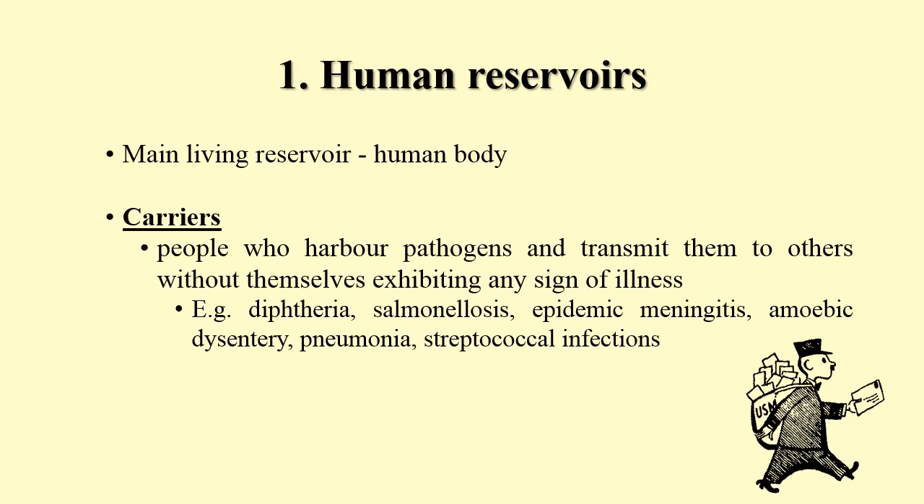Okay, human reservoirs. Human reservoirs literally refer to humans. The main living reservoir is the human body. The people who harbor pathogens and transmit them to others without themselves exhibiting any sign of illness, in other words asymptomatic, are known as carriers. Examples of human reservoir diseases are diphtheria, salmonellosis, epidemic meningitis, amoebic dysentery, pneumonia, and streptococcal infections.